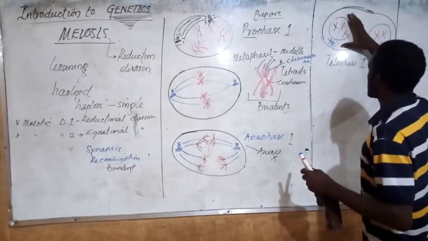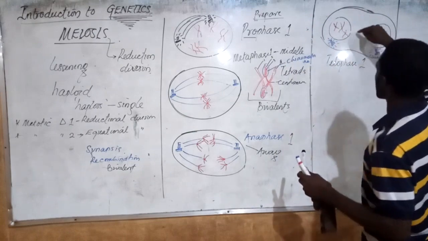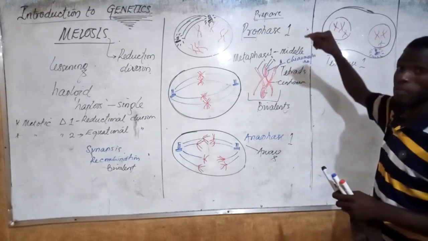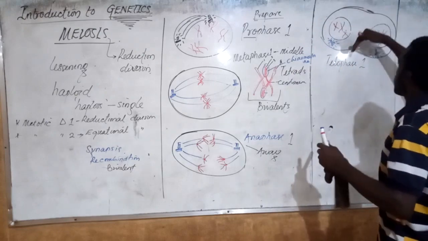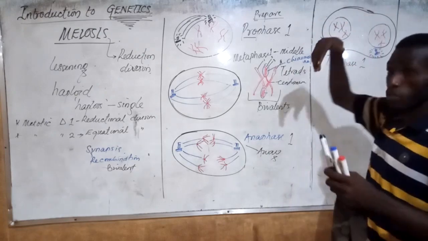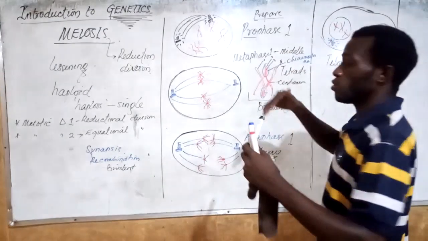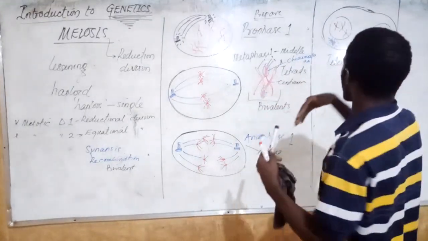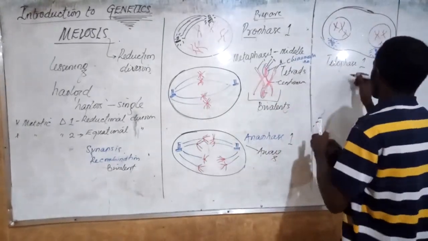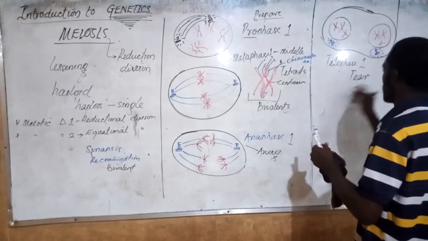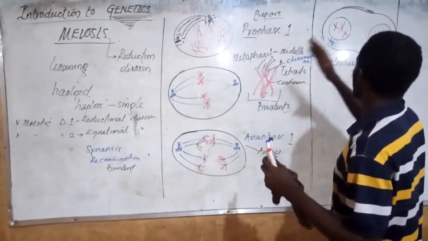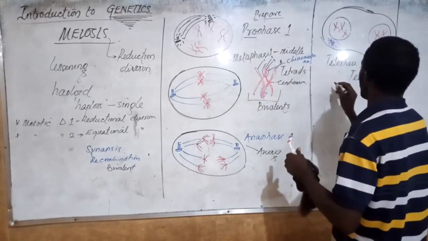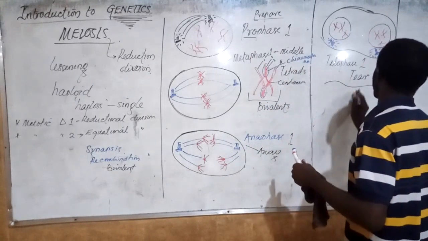Having gotten here, a new nuclear membrane begins to encapsulate them, and the cell membrane also begins to invaginate. Once it invaginates, it tears apart. Think of telophase as tear, and it divides the cell into two daughter cells.